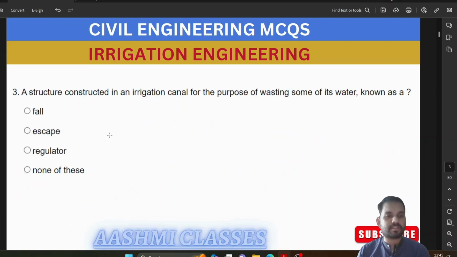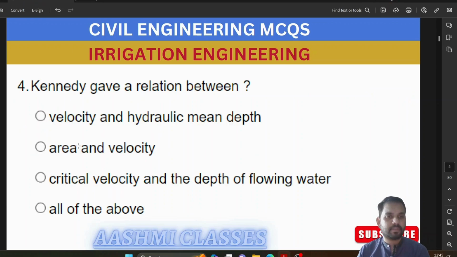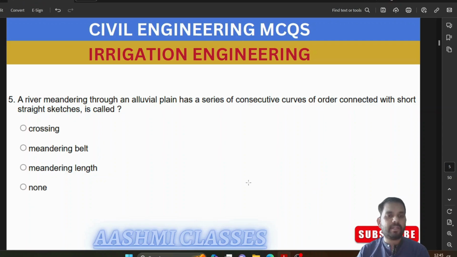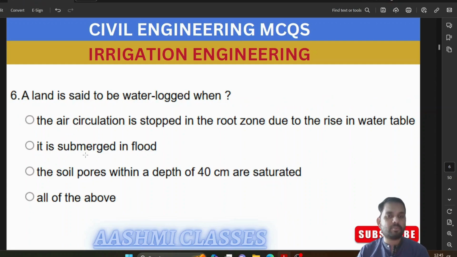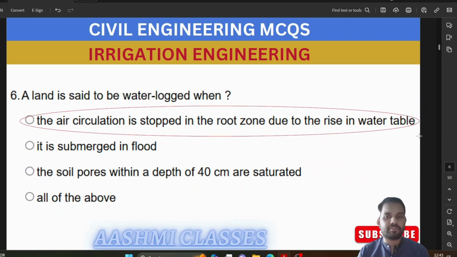A structure constructed in an irrigation canal for the purpose of wasting some of its water is known as escape. Kennedy gave a relationship between critical velocity and depth of flowing water. A river meandering through an alluvial plain has a series of consecutive curves connected with short straight stretches, is called crossing. A land is said to be waterlogged when the air circulation is stopped in the root zone due to the rise in water table.